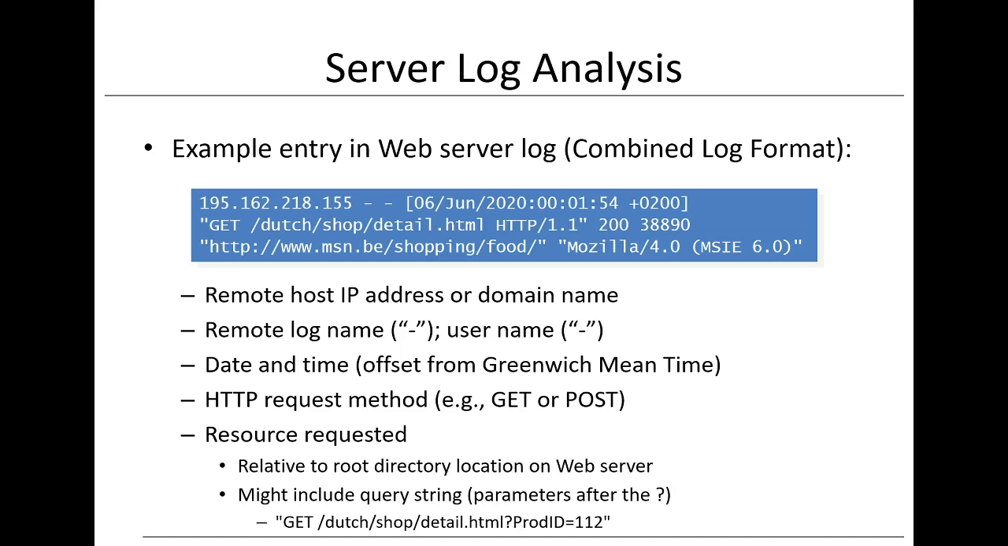This is followed by the HTTP request method, which can be, for example, GET or POST. Next, we have the resource requested relative to the root directory location on the web server. This could also include query string parameters after the question mark symbol, as illustrated at the bottom of my slide. A following entry indicates the HTTP version, which is 1.1 in our case.